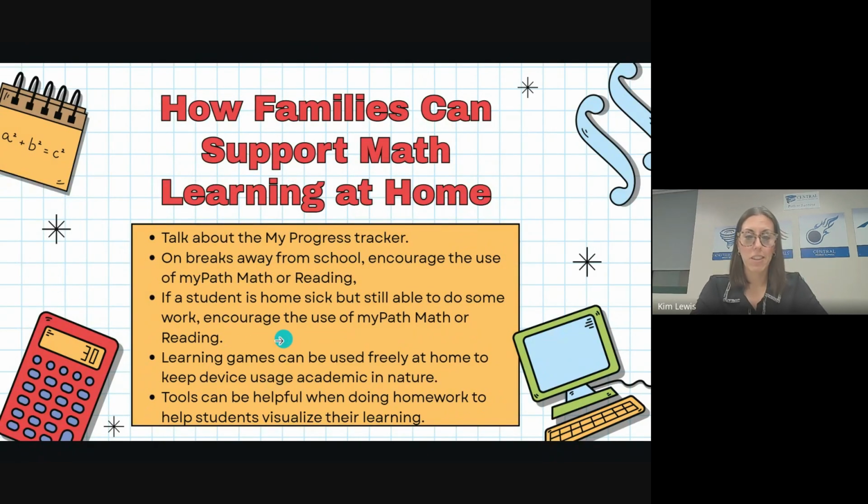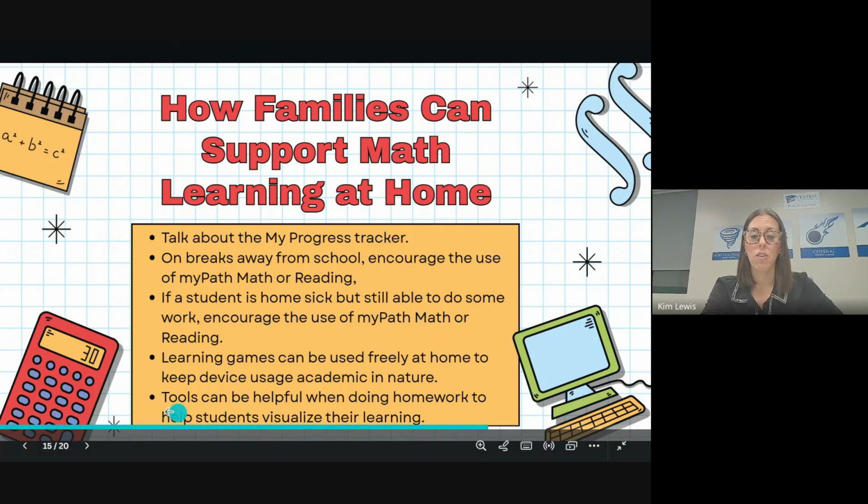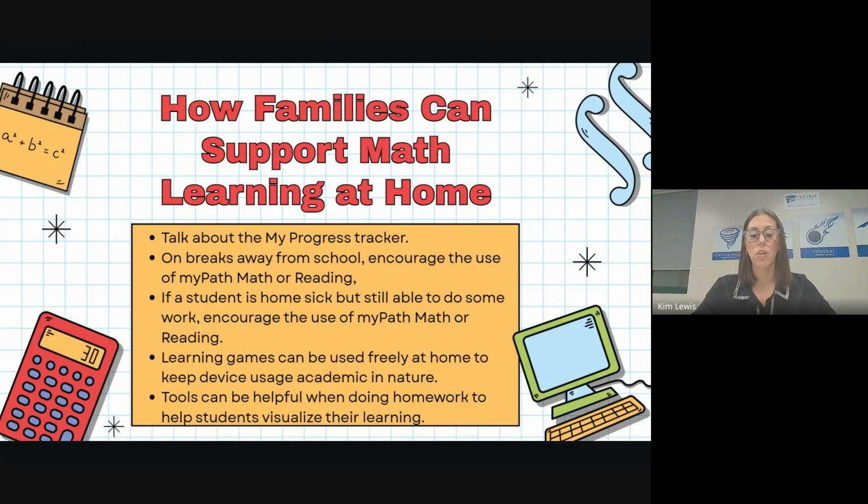So I'm just circling back to this to make sure I didn't miss anything, but the My Progress Tracker we talked about on breaks from school. So we talked about spring break, winter break. They can do their My Path minutes, again, sticking to that 40 to 50 minutes. If they're homesick from school, they're welcome to make up what they would have done that 10 minutes a day at home. The learning games we talked about, and then the tools that they can use to help them with their homework, or if they want to show you something using the tools, that is helpful too.